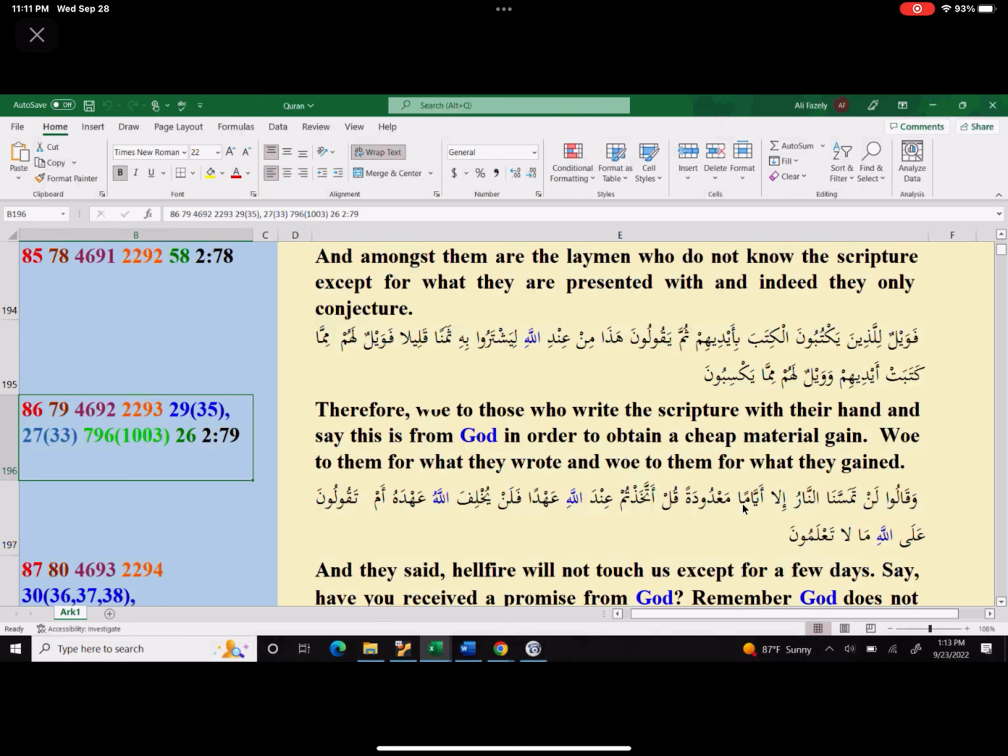Okay? And then in here, it says, we've said this before, therefore woe to those who write the scripture with their hand and say this is from God in order to obtain a cheap material gain. Woe to them for what they wrote, and woe to them for what they gained. Okay? So this is what I have been talking about.